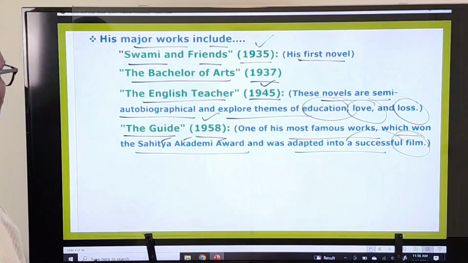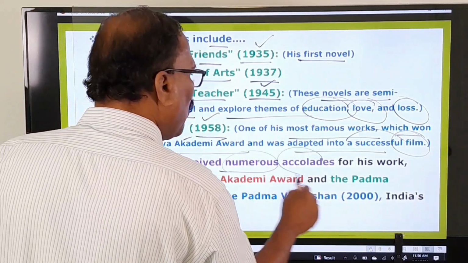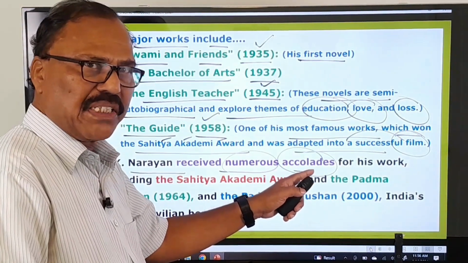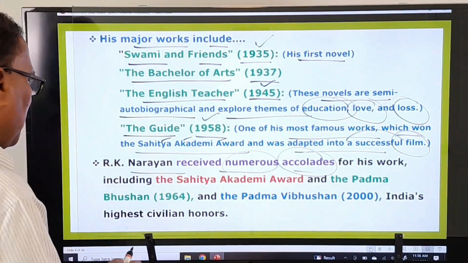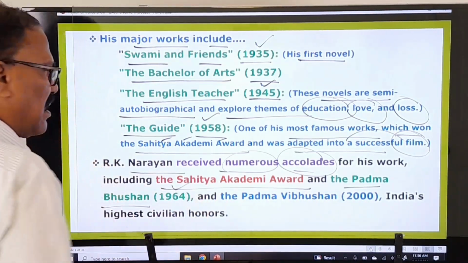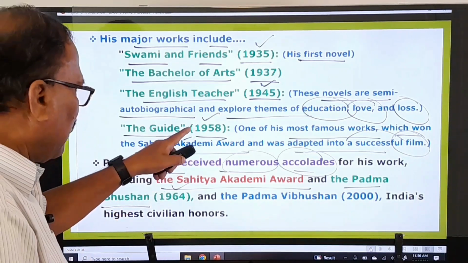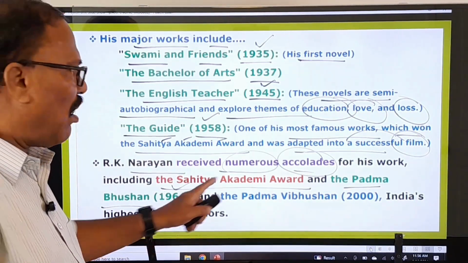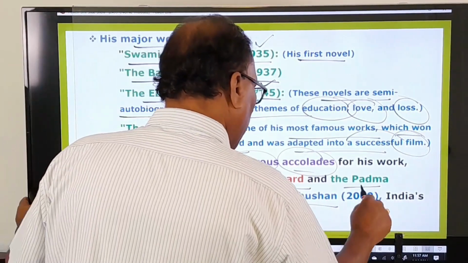Okay, and here you go to the other things. R.K. Narayan received numerous accolades. Accolades means awards. So it's yet another interesting word. Please keep this word in your mind. Accolades means awards. Okay, for his work, including the Sahitya Academy Award and the Padma Bhushan Award in 1964. That means he wrote this Guide in 1958, but for that novel he received the Sahitya Academy Award in 1964 along with the Padma Bhushan. Okay, and the Padma Vibhushan in 2000.